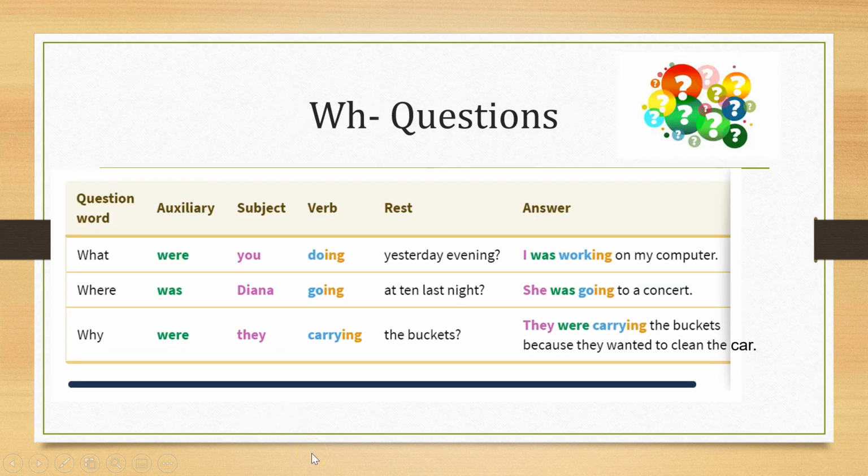Here is a chart showing WH questions using past progressive. I'm going to read through these. First, you have the question word, was or were, the subject, and the ing verb. What were you doing yesterday evening? I was working on my computer.